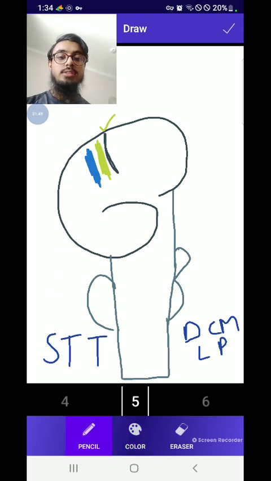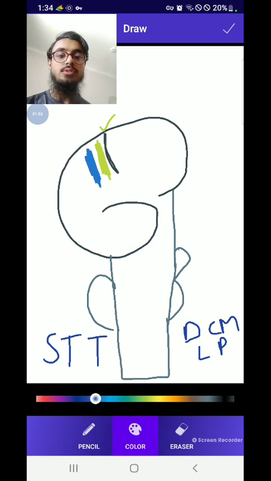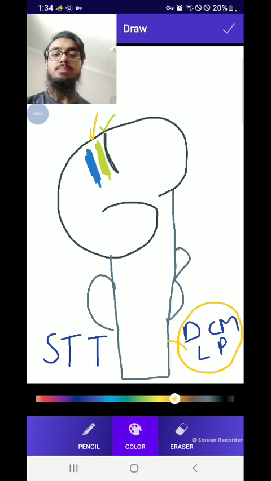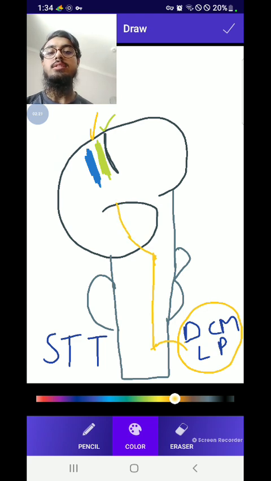All of these pathways' axons travel towards the primary somatosensory cortex, which is this area. The dorsal column medial lemniscus pathway enters the spinal cord and moves towards the cortex, and at the level of the brainstem it crosses to the opposite side and enters the primary somatosensory cortex. Here is the relay center, which is the thalamus.